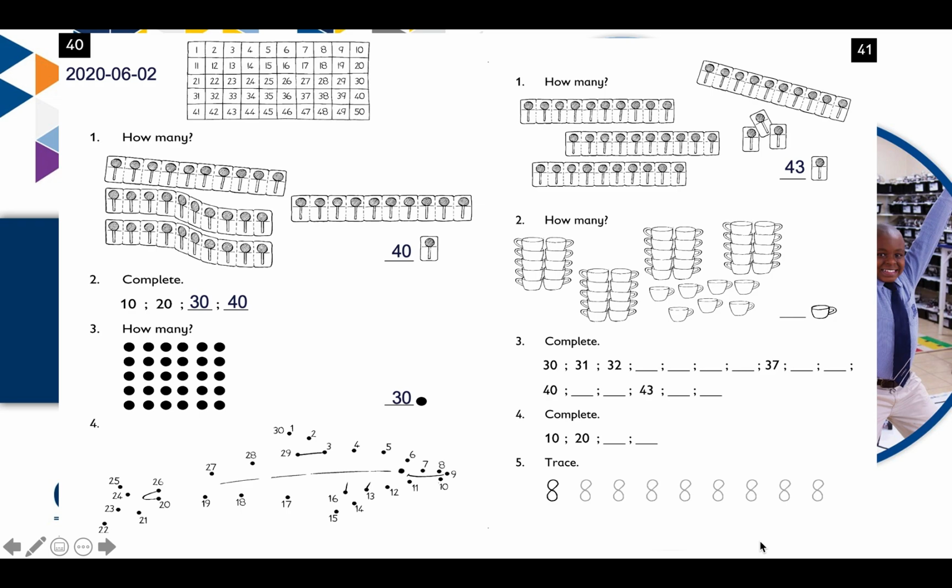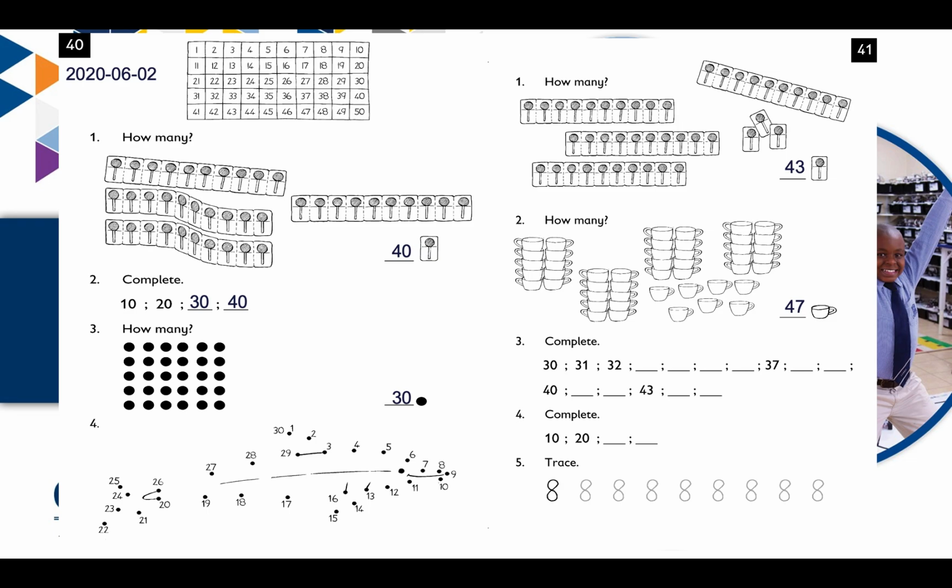Let's try and count in 10s. So we have 10, 20, 30, 40. And then we have a few extra cups lying next to it. So we've got 40, and then the extra cups are 1, 2, 3, 4, 5, 6, 7. So 40 plus 7 is 47.